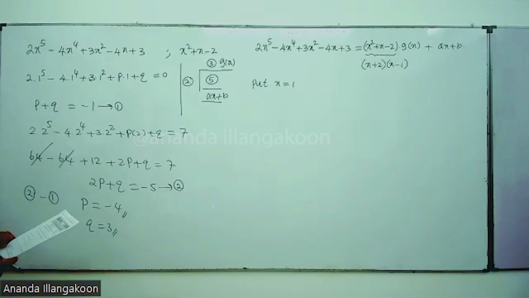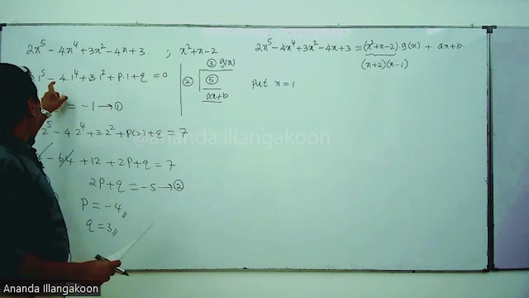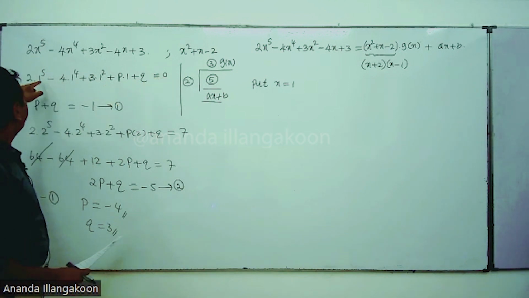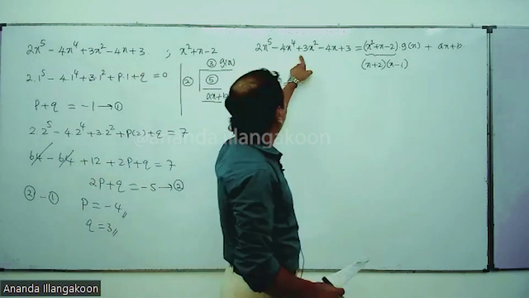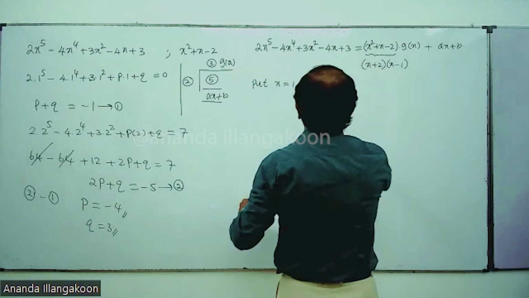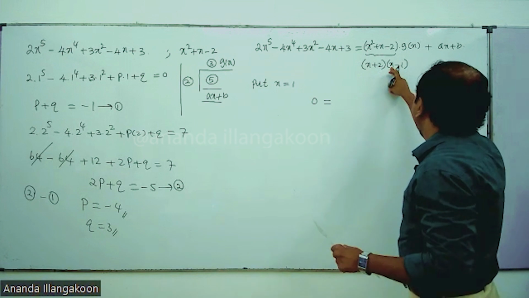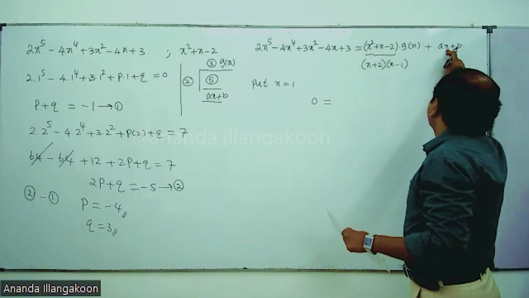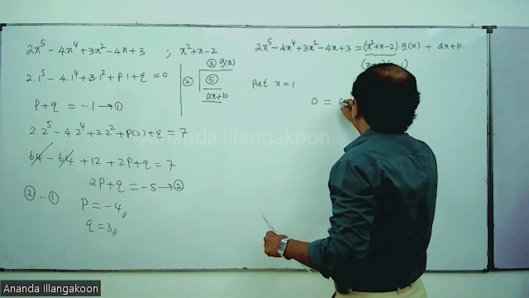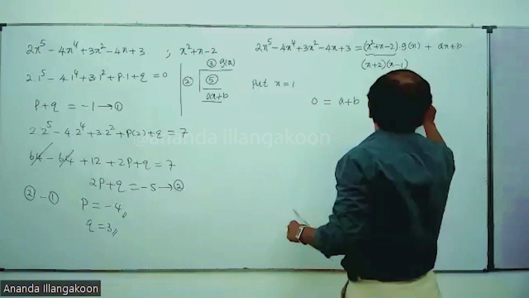Right. We know when you put x equals 1, this function should be 0, no? We obtain this, the left hand side is 0. The same thing only we have here. Therefore, that is 0. When we put x equals 1, this bracket is 0, which means this entire product is 0. When you put x equals 1, here we get a plus b. In the first equation, we get a plus b equals 0, number 1.